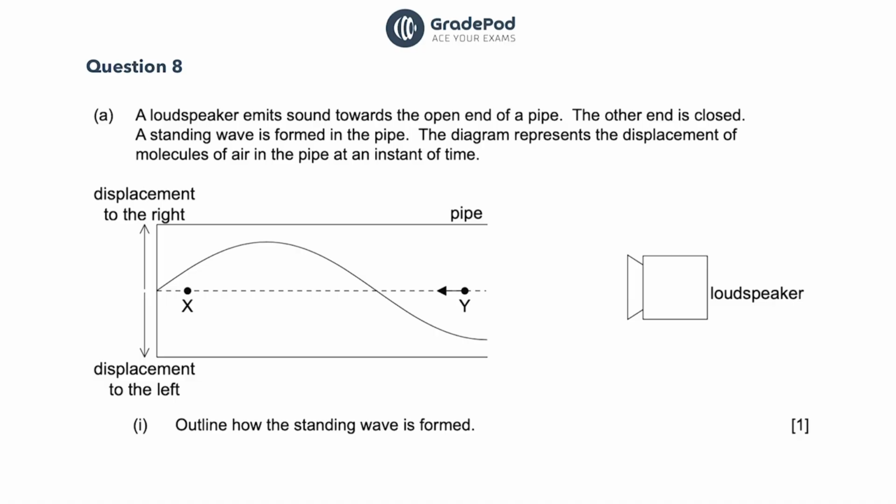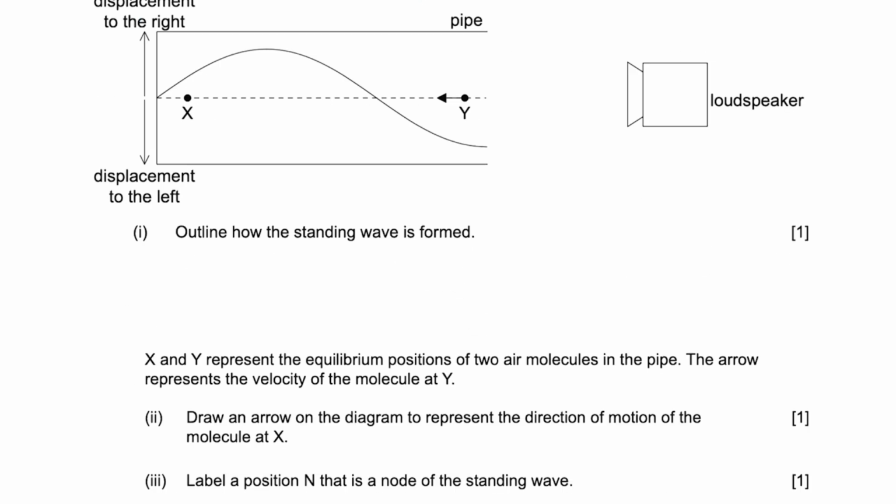Question 8a. A loudspeaker emits a sound towards the open end of a pipe, the other end is closed. A standing wave is formed in the pipe. The diagram represents the displacement of the molecules of air in the pipe at an instant of time. 1. Outline how a standing wave is formed. This is the same as last time.